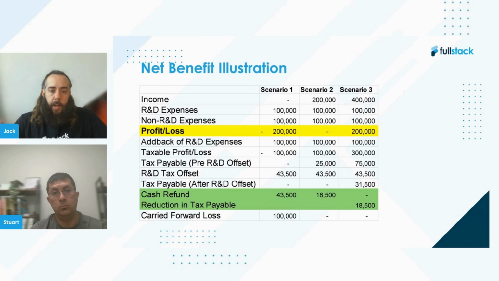So if you're on a 43.5% refundable tax offset, the offset is always 43.5%. That is the benefit. It includes a timing benefit of being able to cash out your losses and a net benefit in terms of the R&D premium.